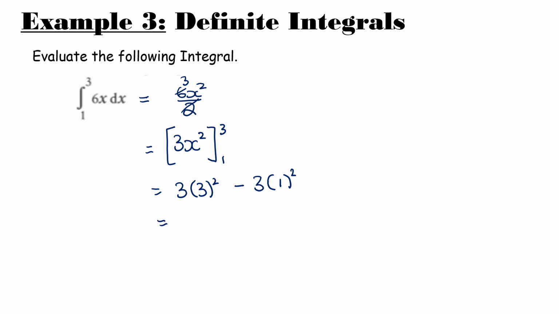And that gives us 27, take away 3, which is 24. So lovely and quick, and just be careful with your substitution.